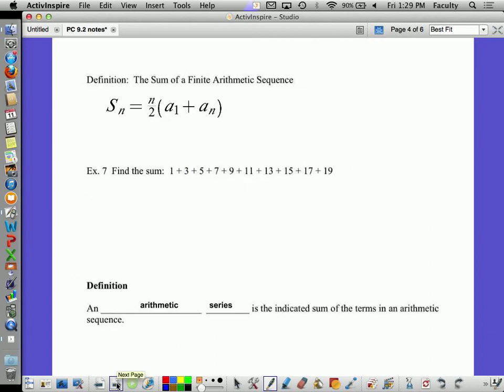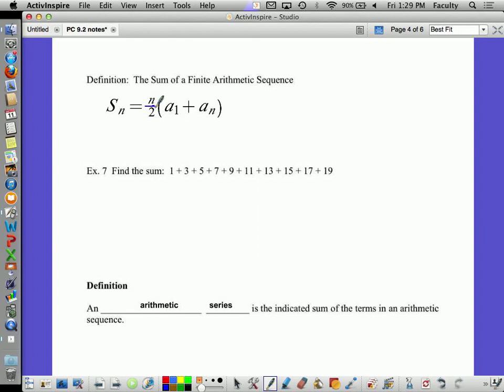All right, then we have the sum of a finite arithmetic sequence. If I want to add together all the terms in the sequence, I have a formula that says S sub n equals n over 2 times the quantity a sub 1 plus a sub n. So in example 7, it says find this sum.